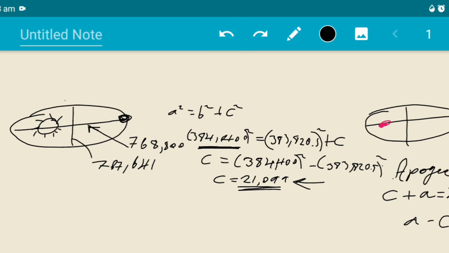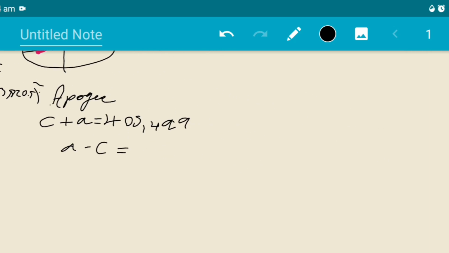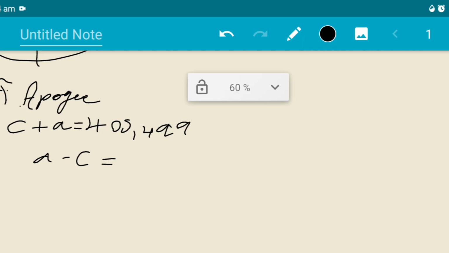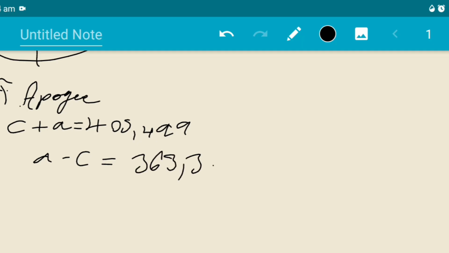Okay, so when we say this minus C, what is our C? Our C is this. Kindly punch that into your calculator. You know, the more practical you become, the better. So in this case, A minus C would then become 363,300 and what? 1.